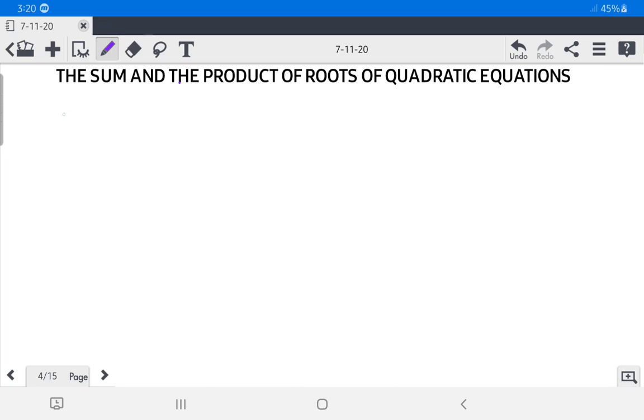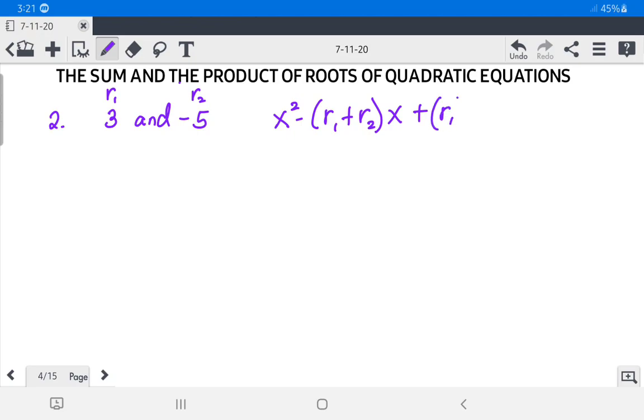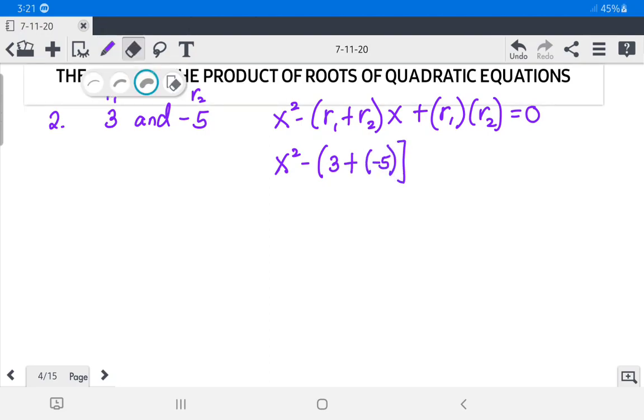Another example, number 2. Find the quadratic equation whose roots are 3 and negative 5. So, this is the first root, this is the second root. Using the formula, we have x squared minus (r1 plus r2)x plus r1 times r2 equals 0. So, we have x squared minus, the first root is 3 plus the second root is negative 5. Then, let us make this one as bracket. Okay?